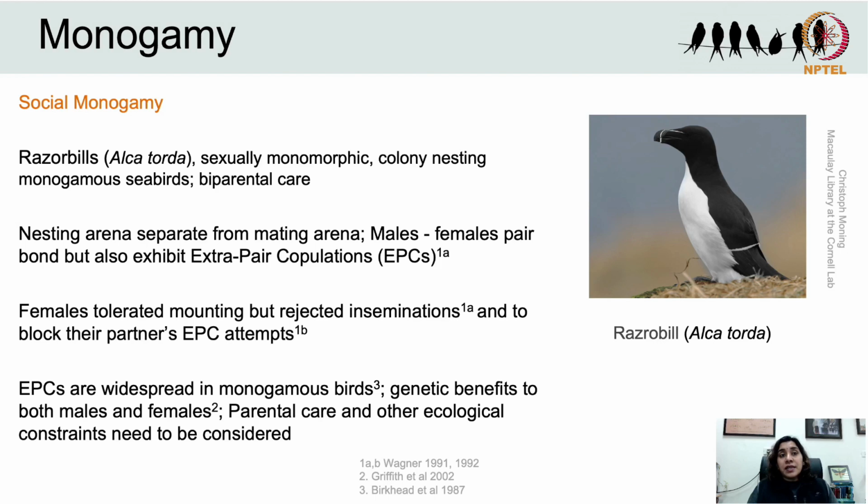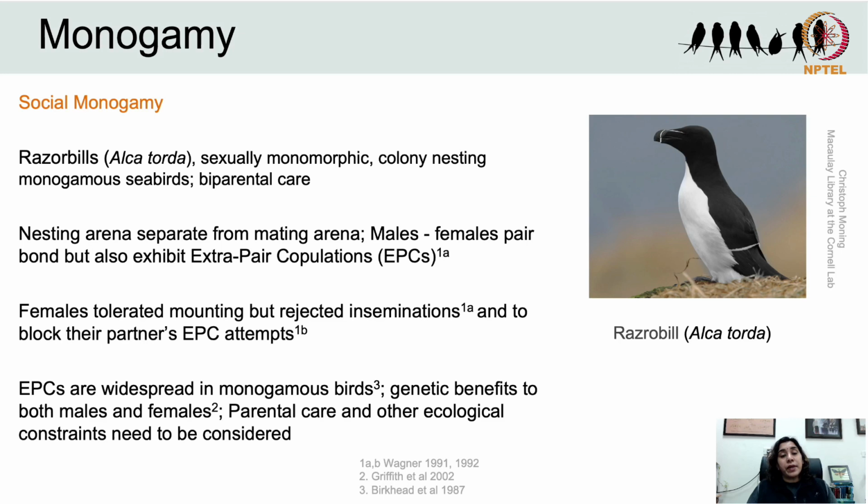Since there are no resources in the mating arena, any male or female arriving at the mating arena can be safely concluded to be seeking mates. Unpaired males and females visit the mating arena seeking partners, but occasionally males and females belonging to a pair bond may also visit the mating arena. Studies have suggested that the pair-bonded males visit the mating arena seeking extra-pair copulations, whereas females visit the mating arena to block their partner's extra-pair copulation attempts.